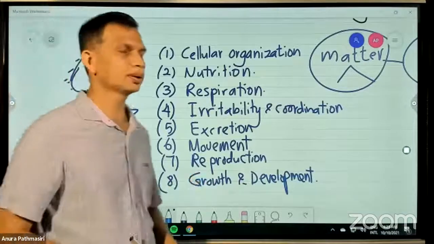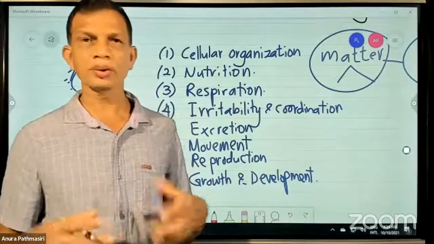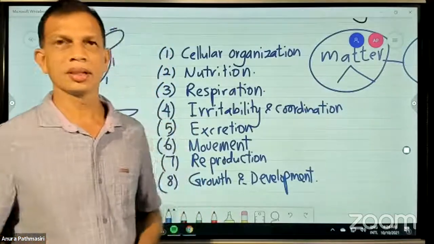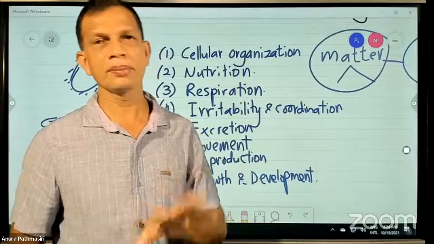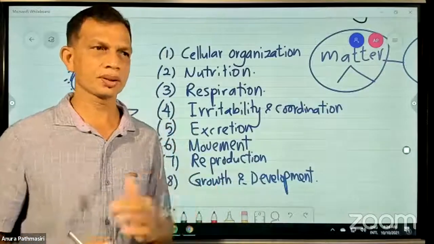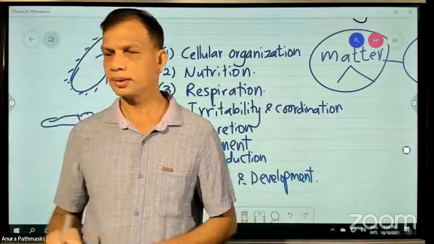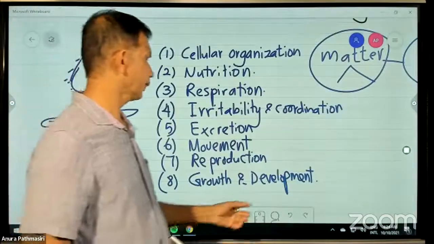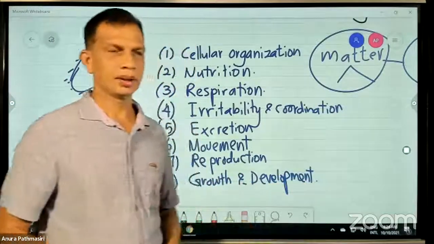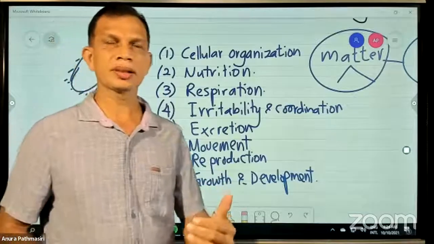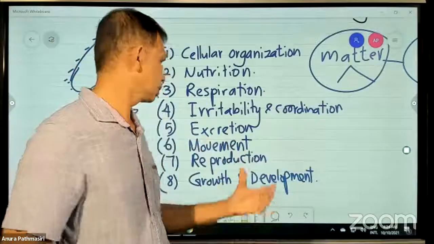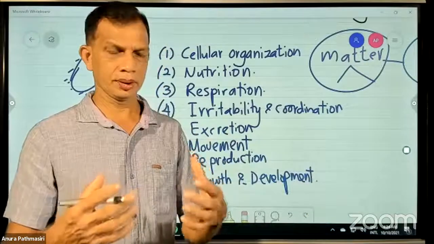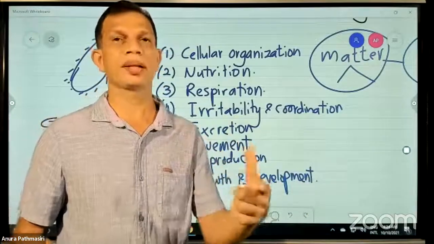Reproduction is producing a new organism from existing cells, maybe sexually, maybe asexually. Sexual reproduction and asexual reproduction are there. And the other one is growth and development. Irreversible increase of the dry mass is growth. You can see that it is an irreversible increase of the body mass.